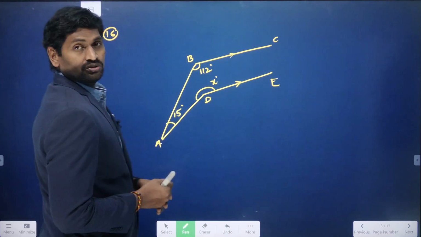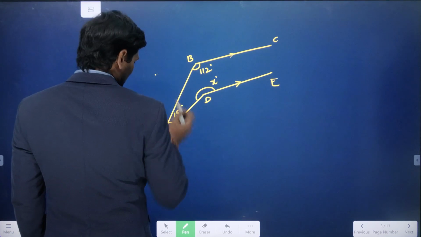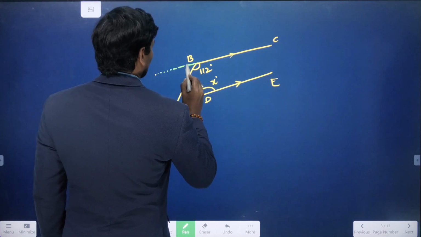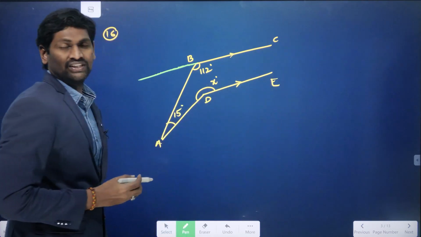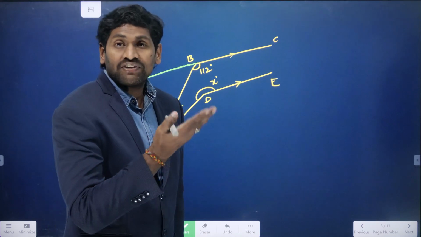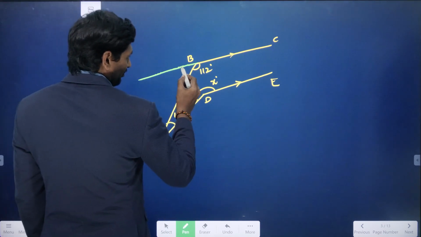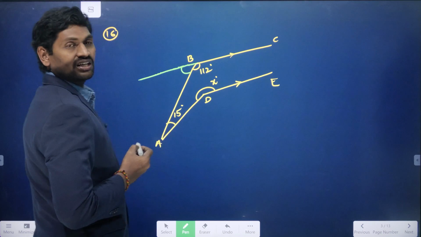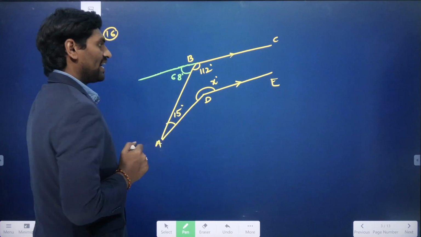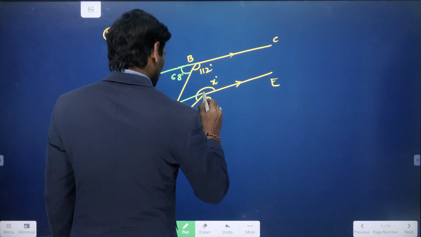Now I am just extending the parallel line like this. BC I am going to extend like this. It is a straight line, right? BC is a straight line. We know that on a straight line the sum of adjacent angles is 180, supplementary, because of linear pair. So if it is 112, then what is the angle near here? That is 180 minus 112, which is 68 degrees. So this angle will be 68. Now in the same way I am extending this one also.